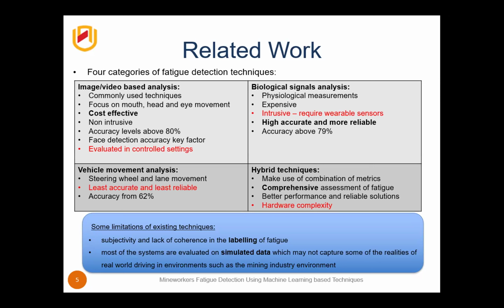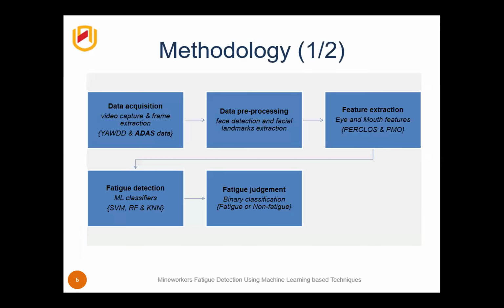And biological signal analysis is found to be more accurate compared to the others, but it is more intrusive in nature, and requires, for example, wearable sensors which can distract the driver. Vehicle movement analysis has been found to be the least accurate and least reliable of the four approaches. The hybrid technique would obviously be ideal, but then there are issues of hardware complexity and all that.